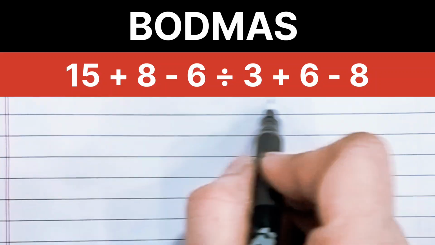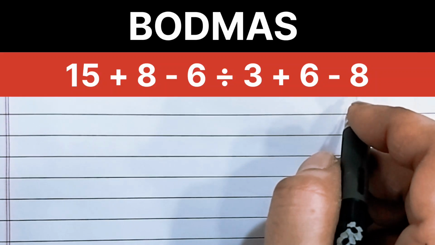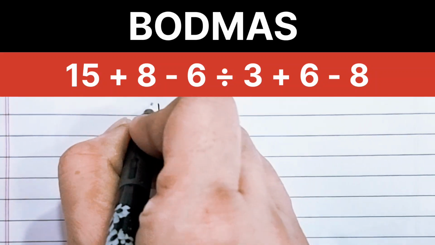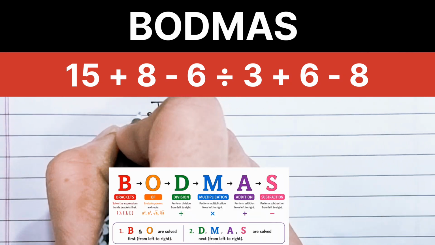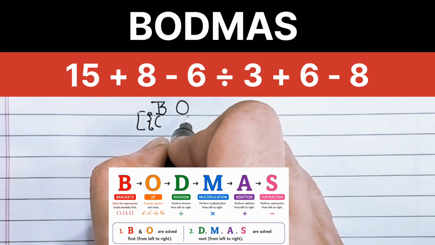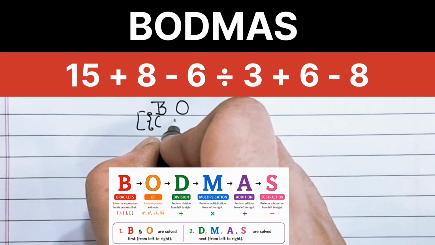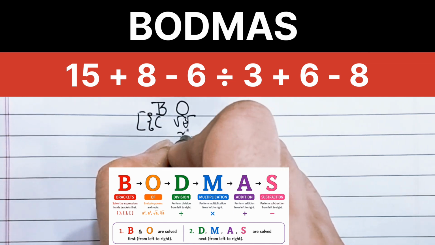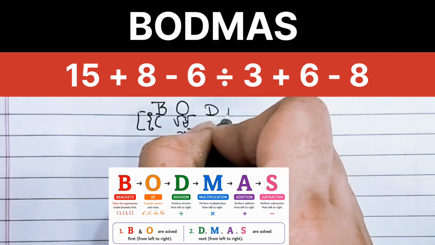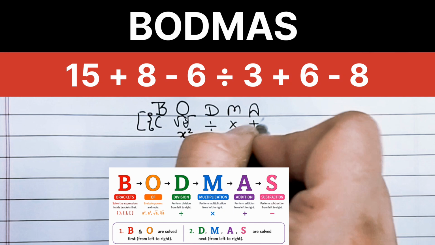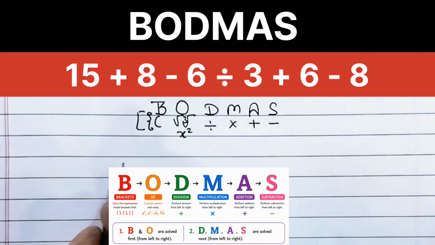Friends, now to solve this expression we use the BODMAS rule, which dictates the order of operation. First we solve brackets: small bracket, curly bracket, then square bracket. O stands for "of". We convert it into multiplication, square roots, cube roots and exponents. D stands for division, M stands for multiplication, A stands for addition and S stands for subtraction.